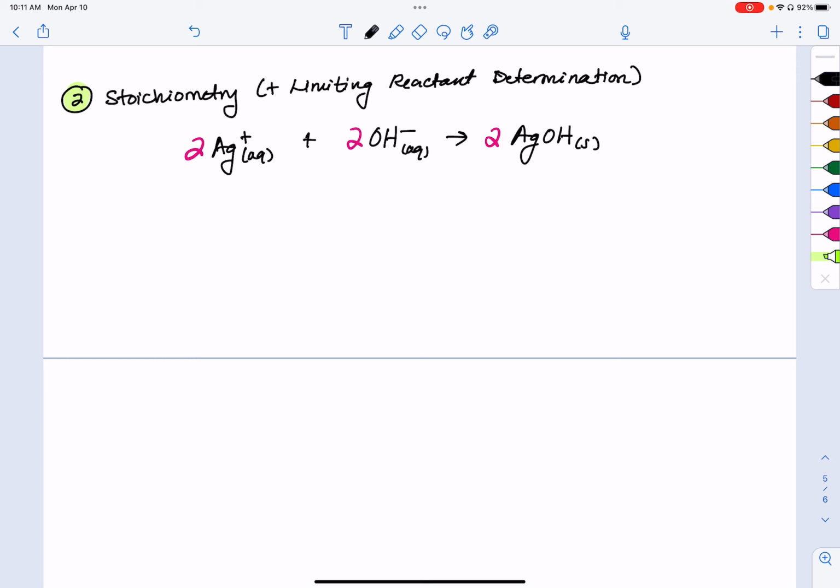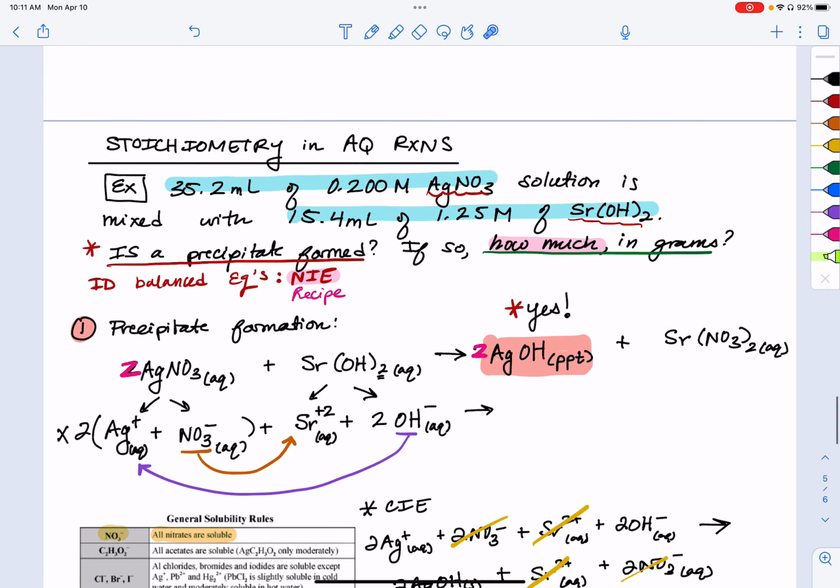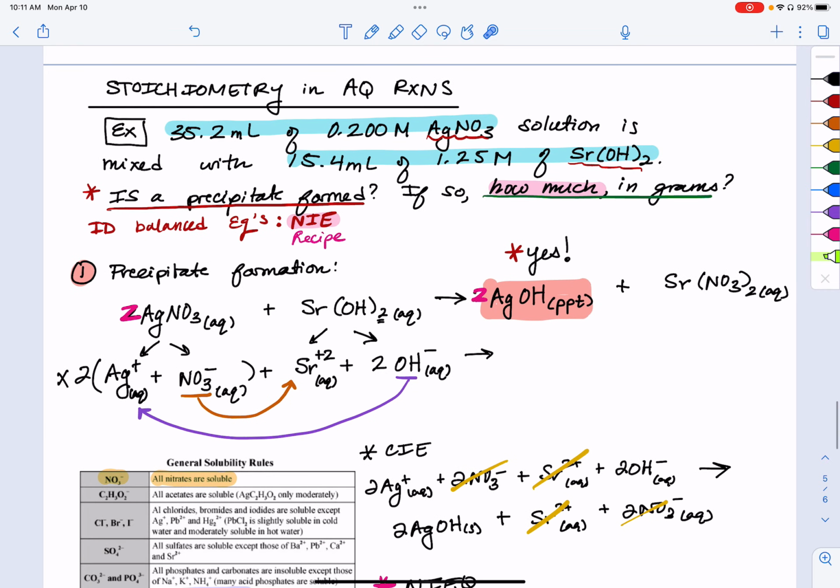We found through our double displacement and net and complete ionic equation analysis that our net ionic equation says that it takes 2 moles of silver ion to react with 2 moles of hydroxide ion to form 2 moles of our solid insoluble product, or precipitate, which was silver hydroxide. So now we have answered part 1 of this question. Is a precipitate formed? Yes, a precipitate is formed.